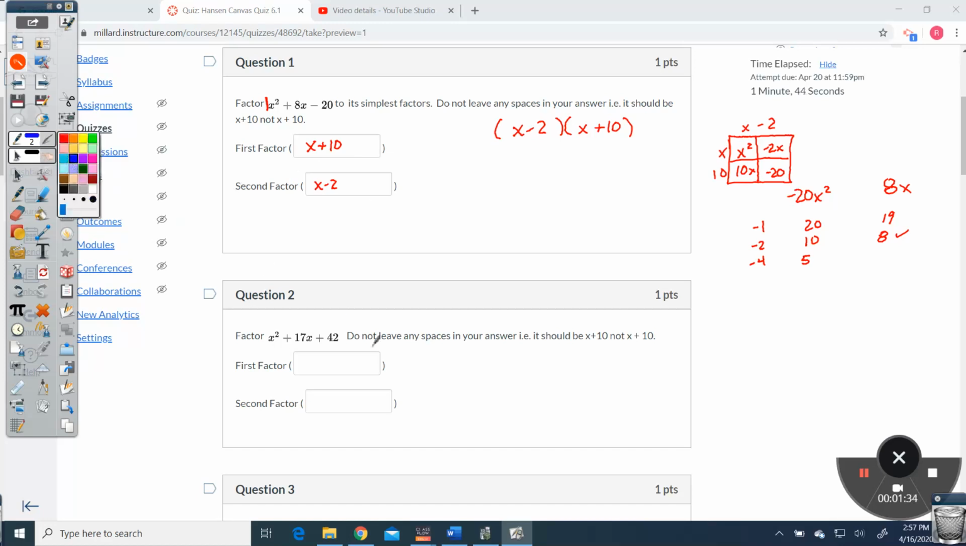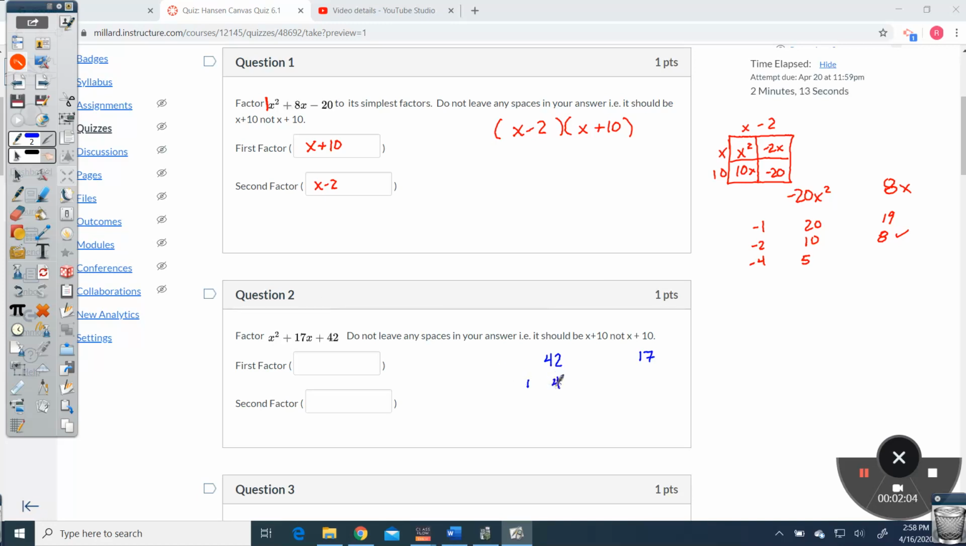Okay, so for this next one, factor x squared plus 17x plus 42. So again, I'm saying what multiplies to be 42 and adds to be 17. Since this is a positive and a positive, both of these are positive. On the one above, this was a negative on the end, so that means one's negative and one is positive. And the middle one tells me the bigger number is that sign. So down here, they're both positive.